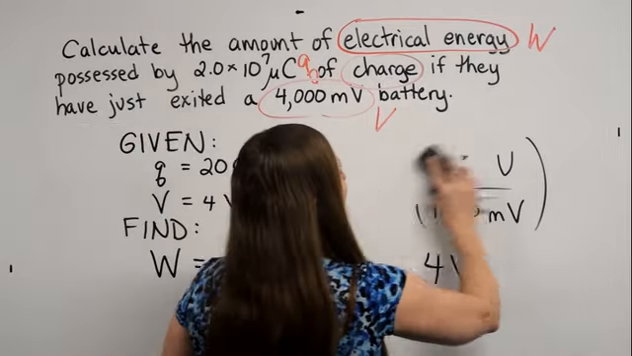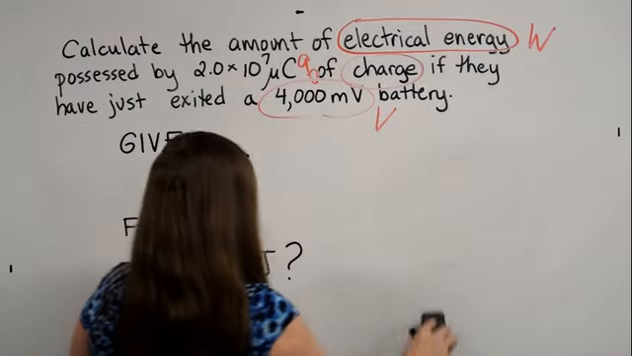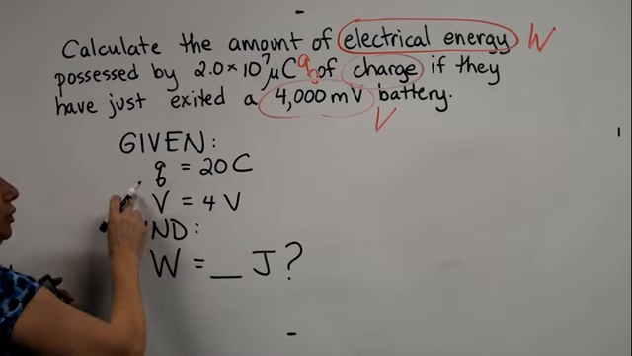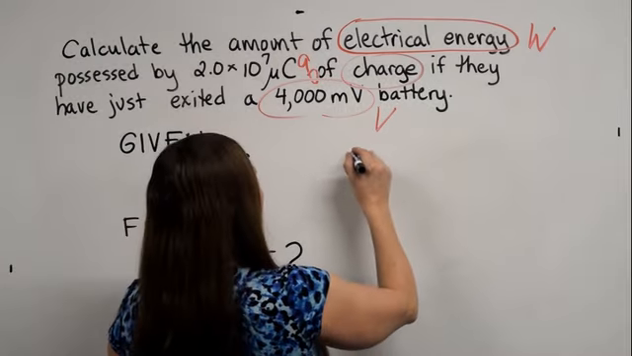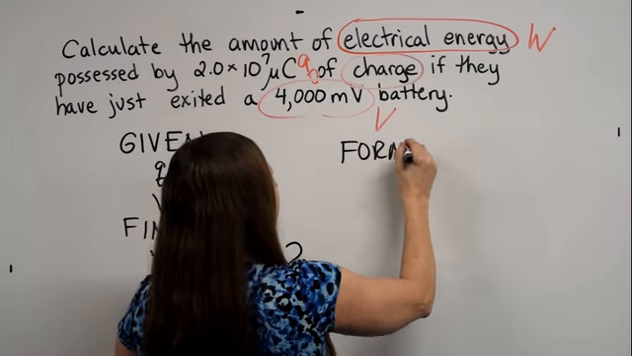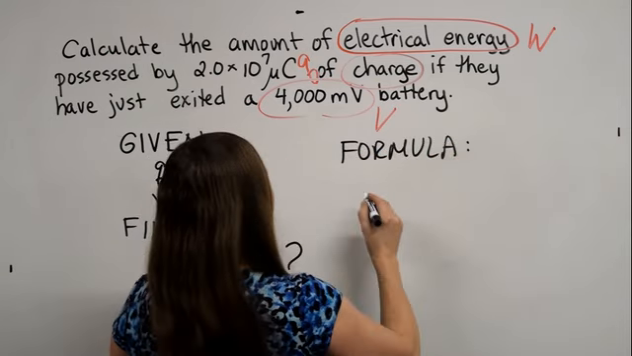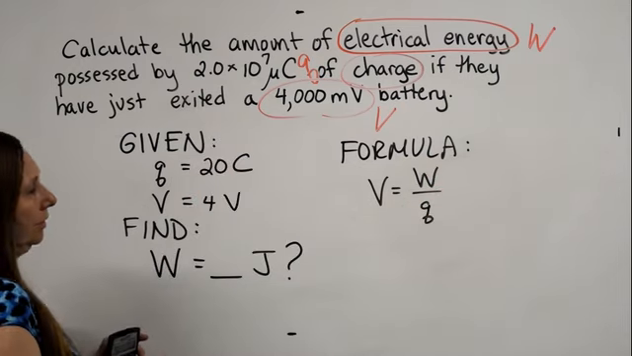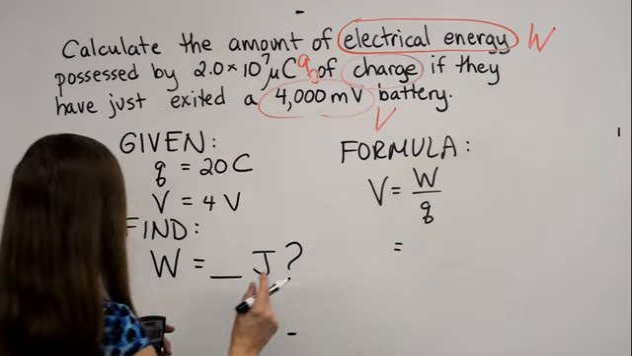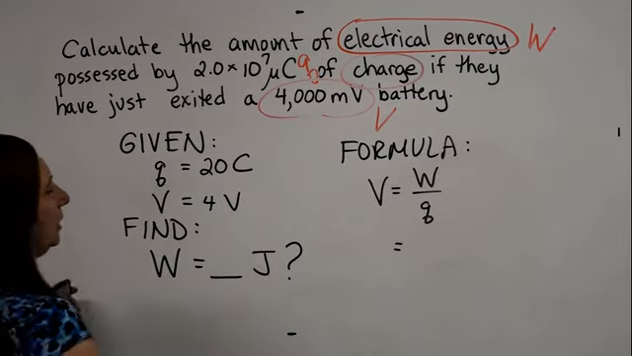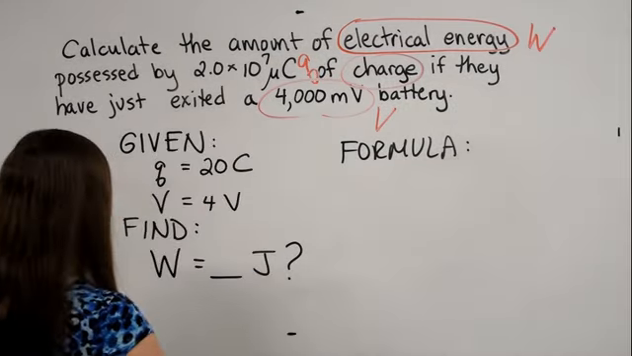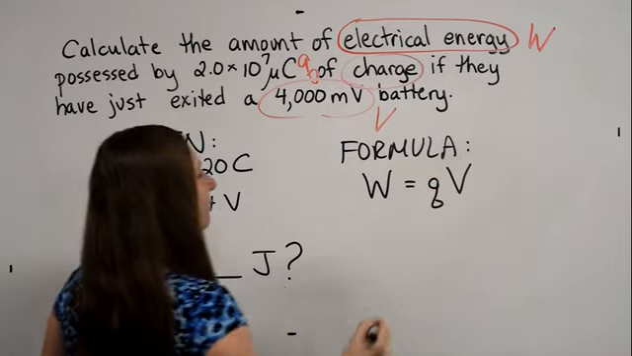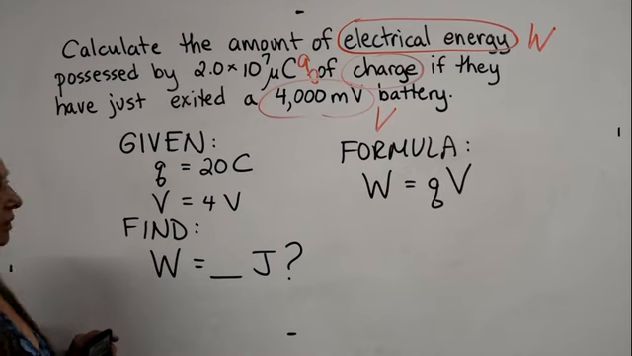Now here we go with the equation, the correct equation. We're trying to find W. We've been given Q and V. For the formula, how about V equals W over Q? Nope. How about W equals Q times V? Better version for this.